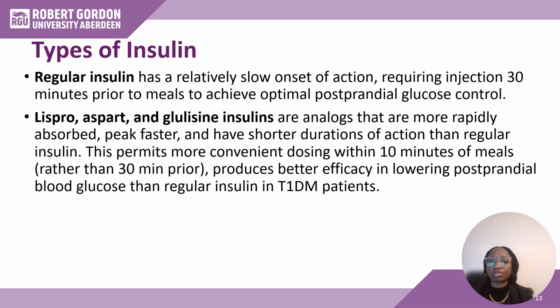So we have the regular insulin, which has a relatively slow onset, meaning it needs to be injected around 30 minutes before eating to ensure adequate post-meal glucose control. In contrast, we have the rapid-acting insulin analogs such as Lispro, Aspart, and Glulisine that are absorbed faster and have a quicker onset and shorter duration. This allows them to be taken much closer to meal times, often within about 10 minutes of eating. Because they mirror normal physiological spikes more closely, they are generally more effective in reducing postprandial blood glucose levels.